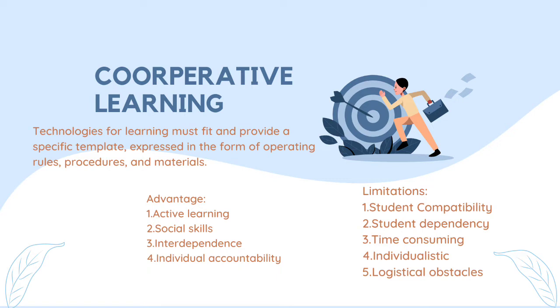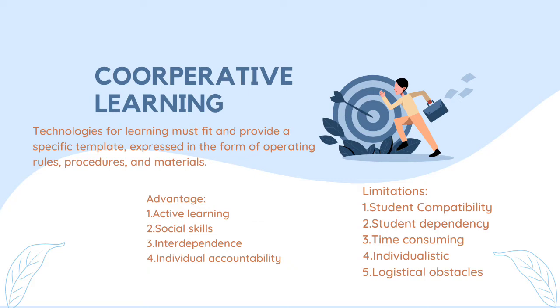For the first one, we are going to discuss cooperative learning. Technologies for learning must fit and provide a specific template expressed in the form of operating rules, procedures, and materials. There are 4 advantages. The first one is active learning. This requires students to actively interact with others.